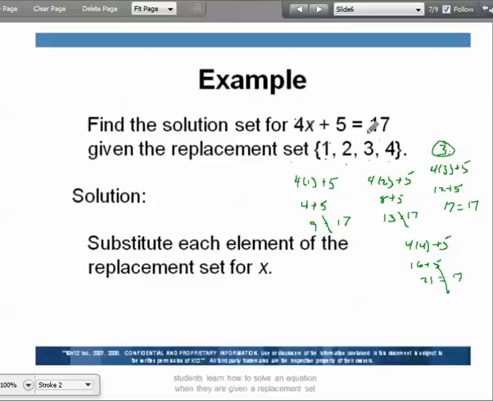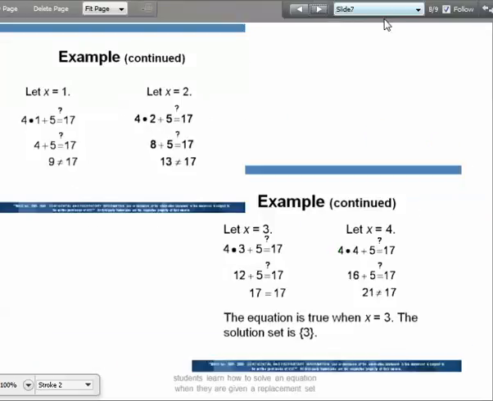The only one that worked in here is 3. Okay? So the only value that worked out of the set was 3. I tried each one of them, and the only one that worked was 3. Okay? So my solution set would be 3. Why? Because 3 worked, the other 3 values did not.